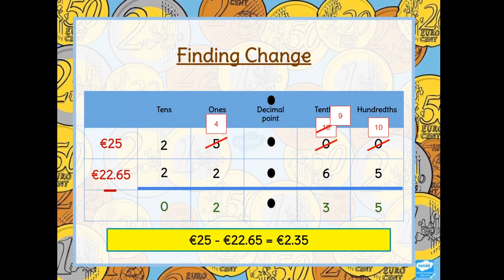So I hope this explanation helps you with how to find change, especially how to subtract using column subtraction, and especially how to carry your subtractions, because when you are finding change you will have to do a lot of carrying in subtractions. It means you have to borrow from the other values.